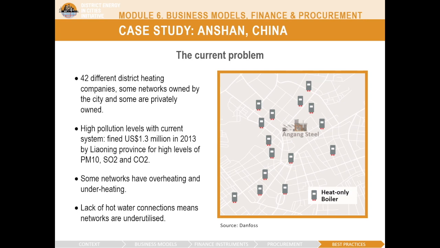Anshan, China. The problem. Currently, district heating in Anshan is dominated by a few large district heating companies, some of which are owned by the city and some of which are privately owned. These networks are separate and typically fueled by inefficient coal boilers that are not optimized for the load on the network. These coal boilers have resulted in high pollution levels in the city, which has been fined previously for high levels of CO2, SO2, and PM10 particles. Lack of hot water connections means networks are underutilized.